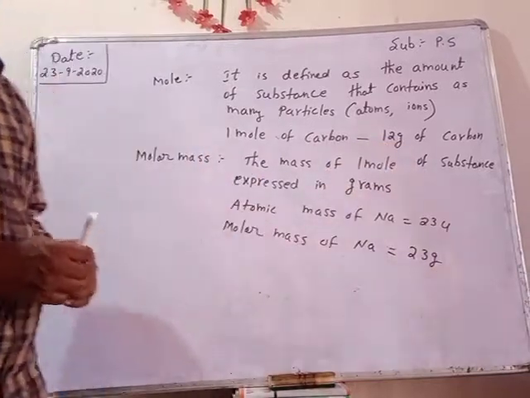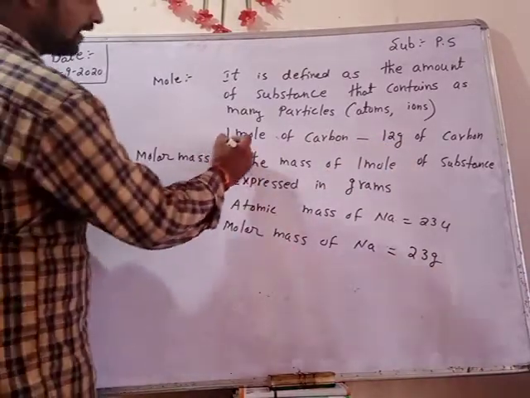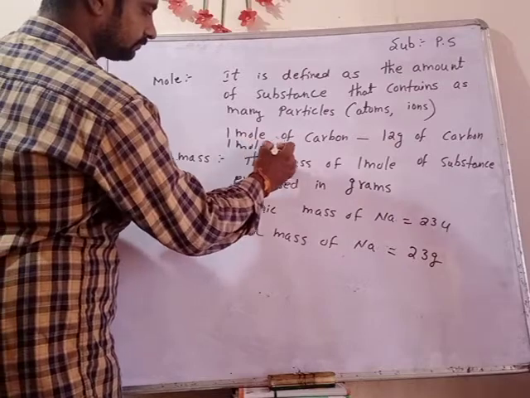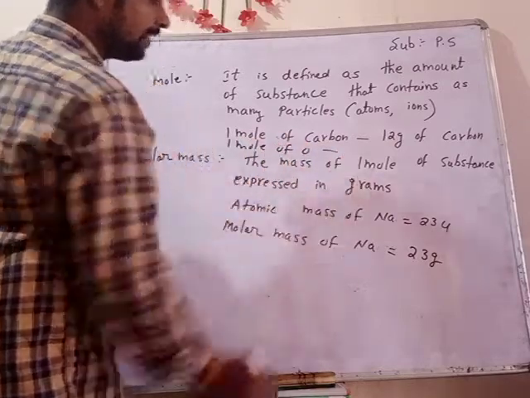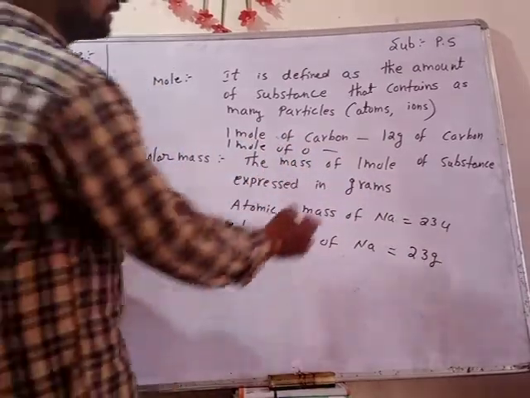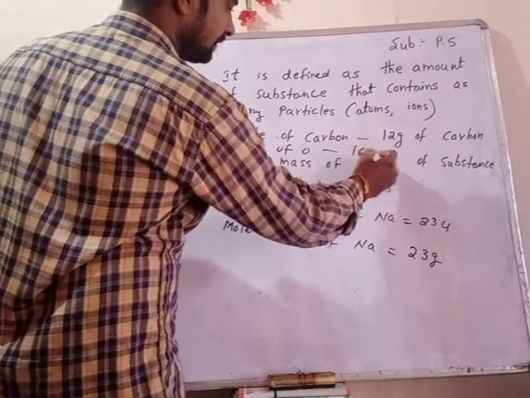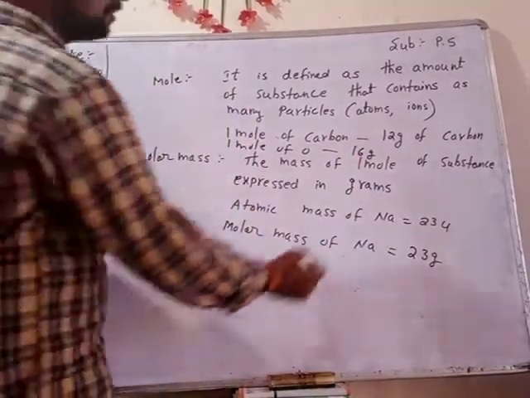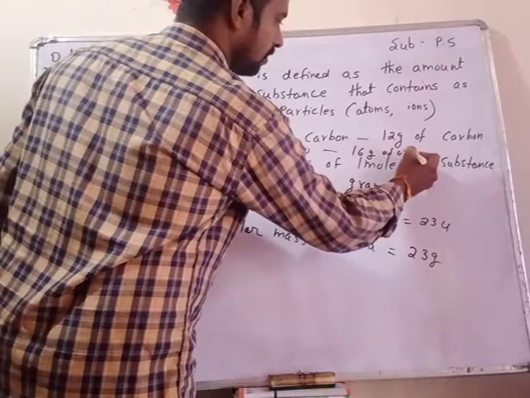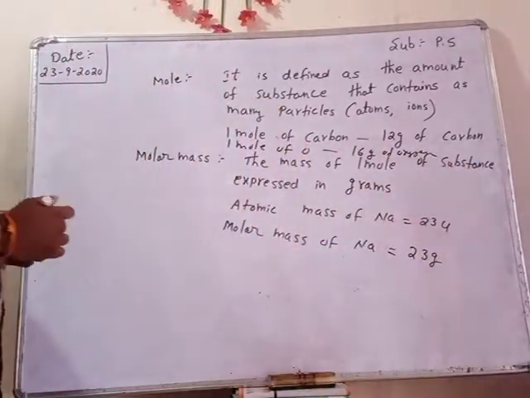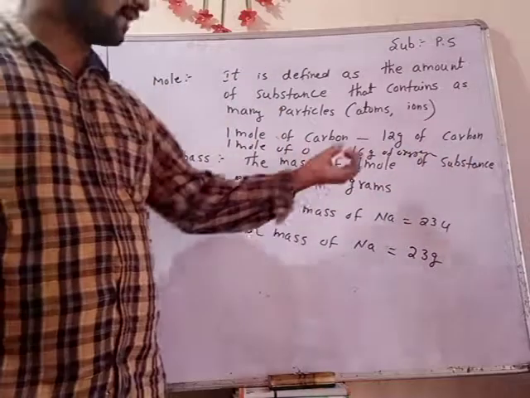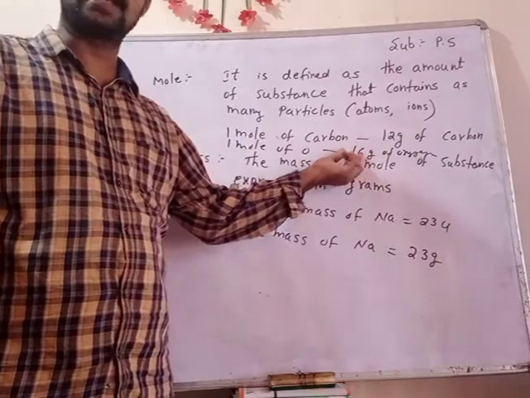For example, take the oxygen atom. So 1 mole of oxygen is equal to, what is the mass of oxygen? 16 grams. 1 oxygen atom mass is 16 grams. So 1 mole of oxygen is equal to its mass. Its mass means 16 grams.